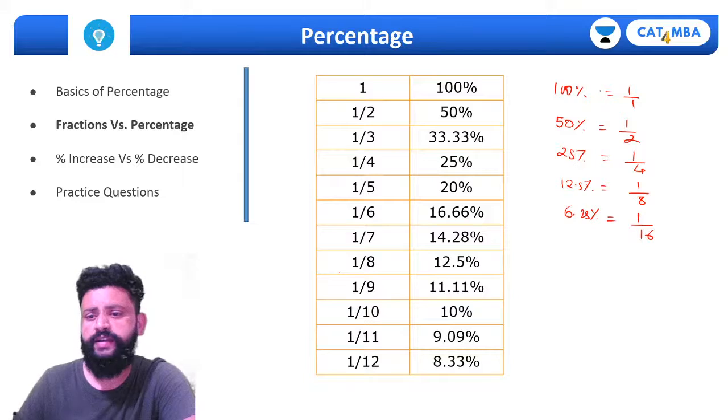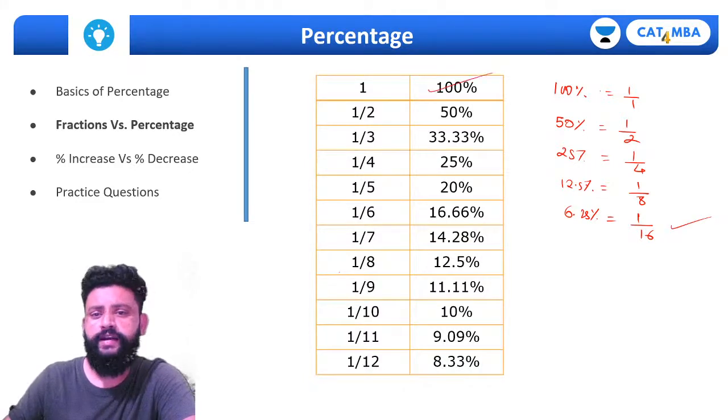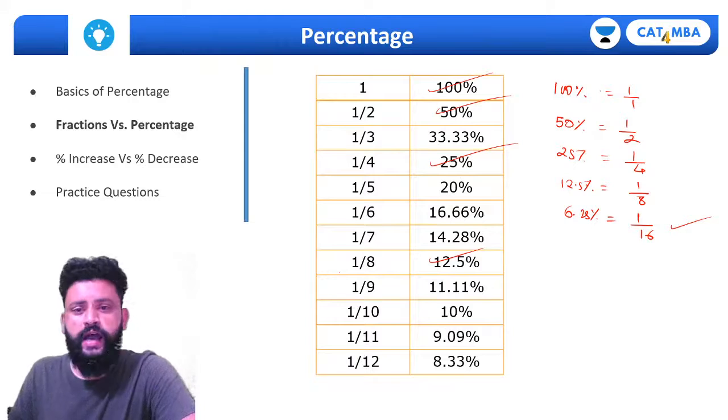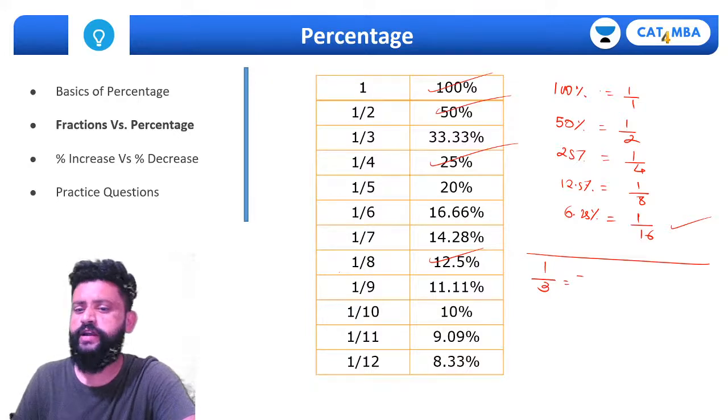This is not written here. You can additionally remember this one. This is how you can remember 100%, 50%, 25%, then 12.5%, right? After that, you need to remember 1/3. If we calculate 1/3 into 100, that comes out to be 33.33%.